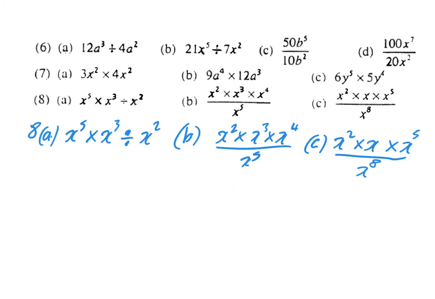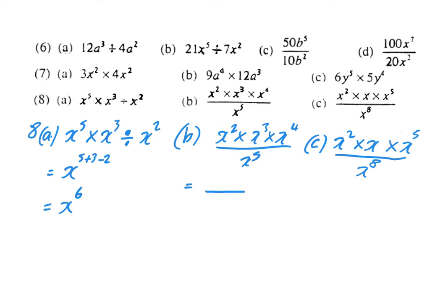Okay, question 8. First one, we have x to the power of 5 times x cubed divided by x squared. Just remember, when you multiply index numbers with the same base, you add the powers. When you divide index numbers with the same base, you subtract the powers. So this one, and I don't normally do this to be honest, but I will just show you the working out here. It's going to be x to the power of 5 plus 3, then minus 2. I probably would have just written down the answer if I was doing this myself normally. But 5 plus 3 gives you 8, and then take away 2 gives you 6. So the overall answer is x to the power of 6.